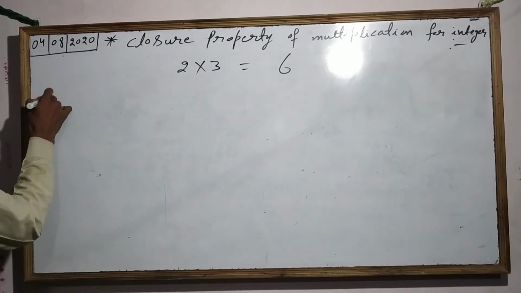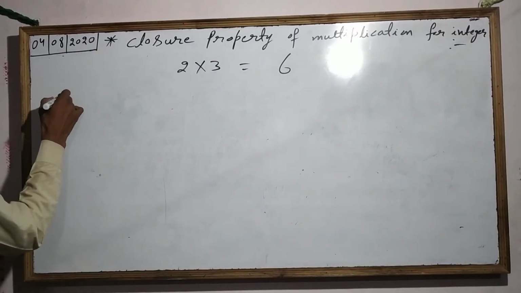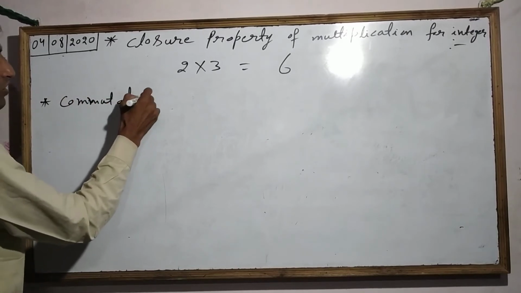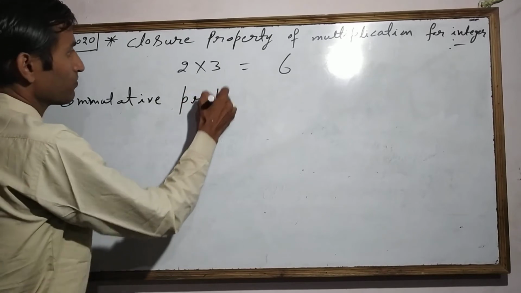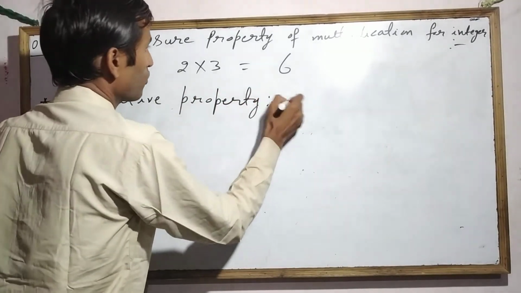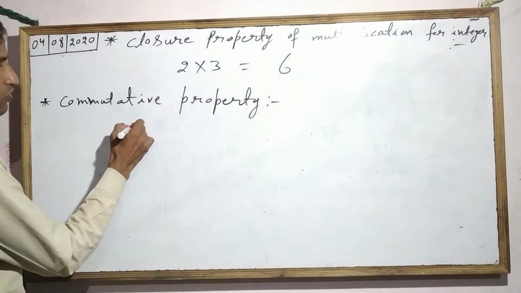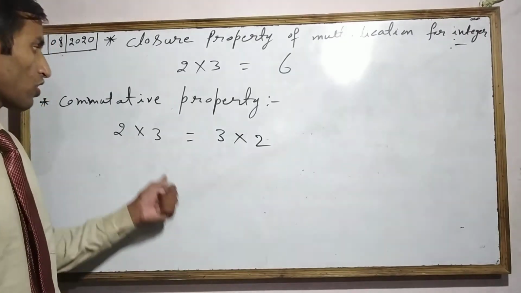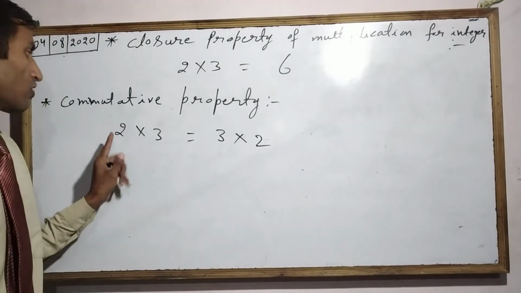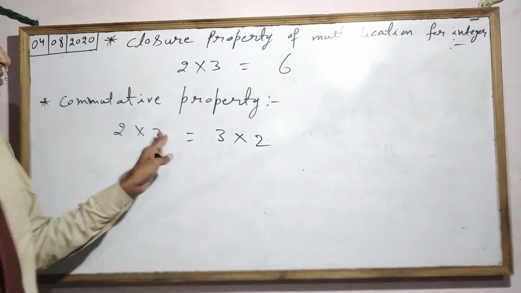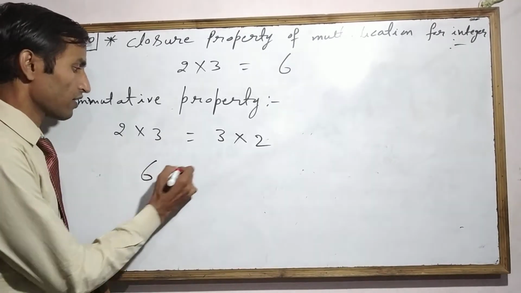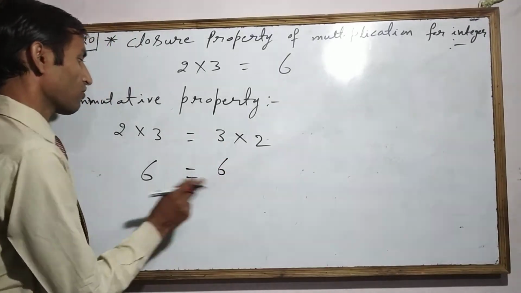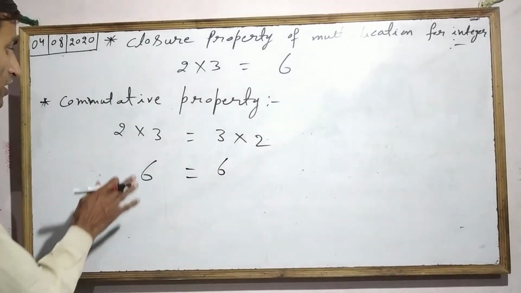Next, the second is the commutative property. Commutative property means 2 into 3 is equal to 3 into 2. We just change the order of the integers. First I wrote 2 and then 3, so 2 threes are 6. Here 3 into 2 means 3 twos are 6. So both are equal. So it follows the commutative property.